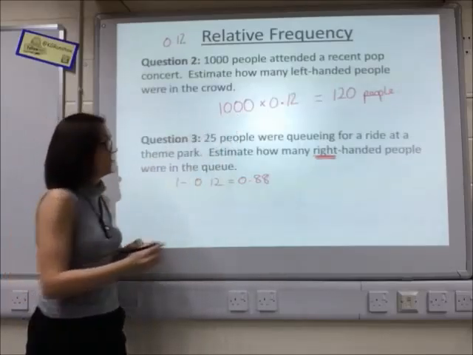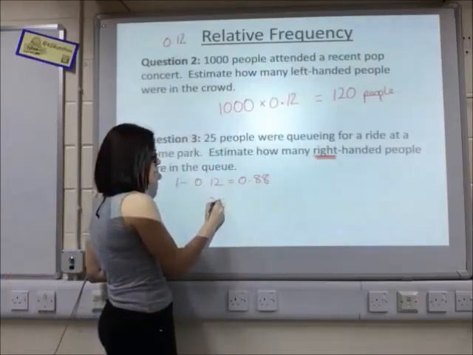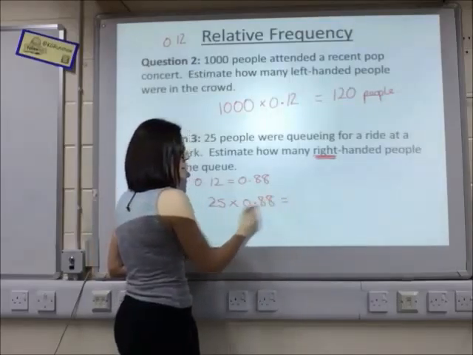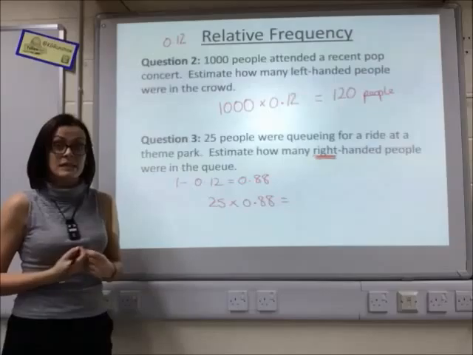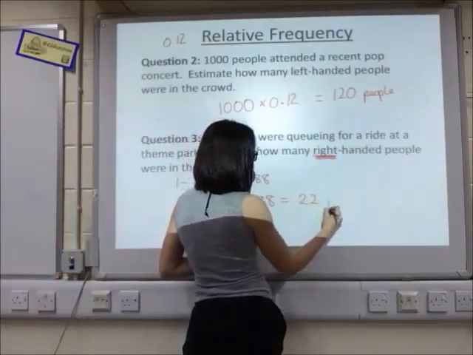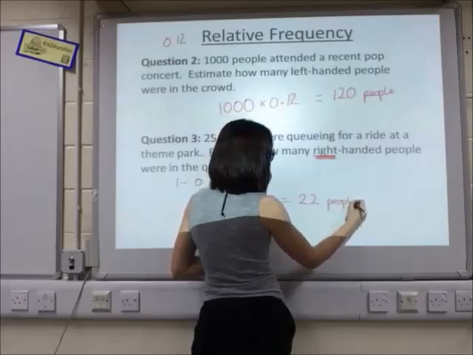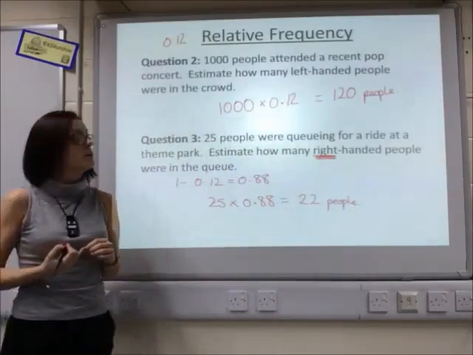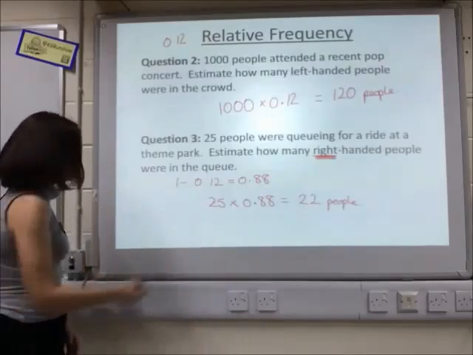And then I use the same method again. I times the number of people by the probability that they are right-handed. And you might want to cheat and use a calculator on this one. It's a little bit trickier. But the answer to that would be 22 of those 25 people we would expect to be right-handed in that queue. Okay, so that's how it all works.